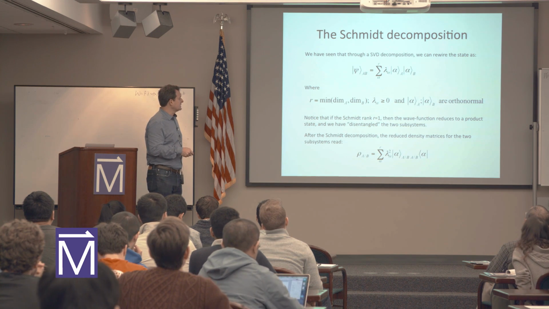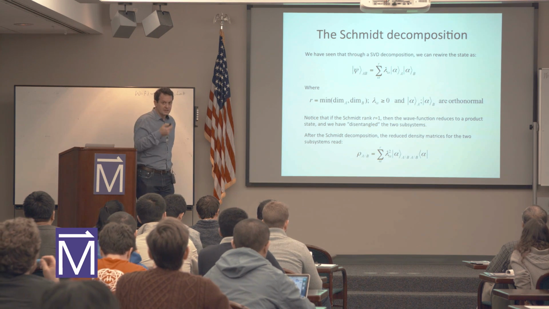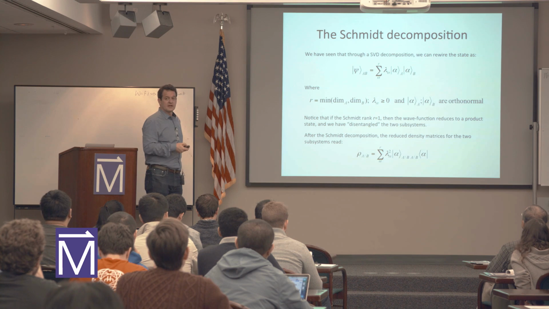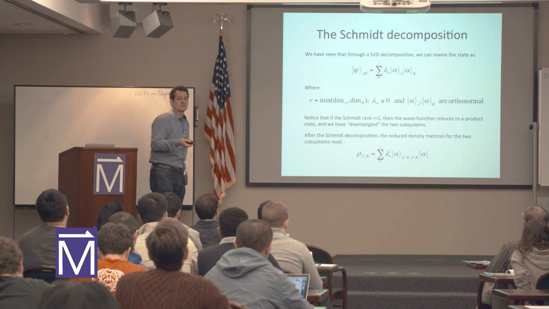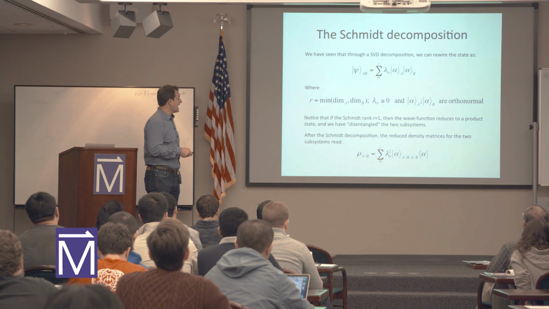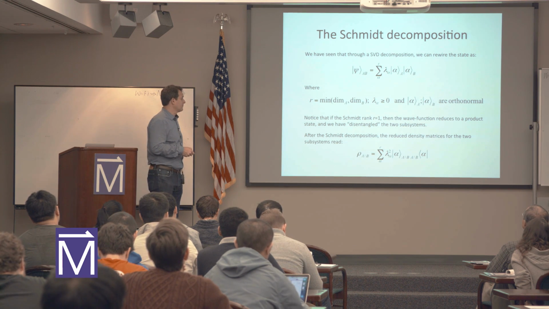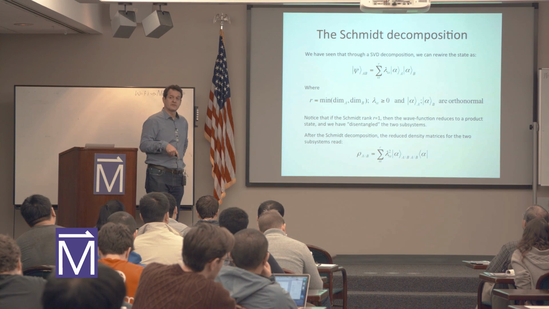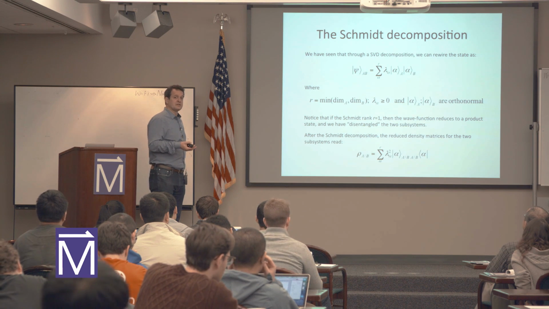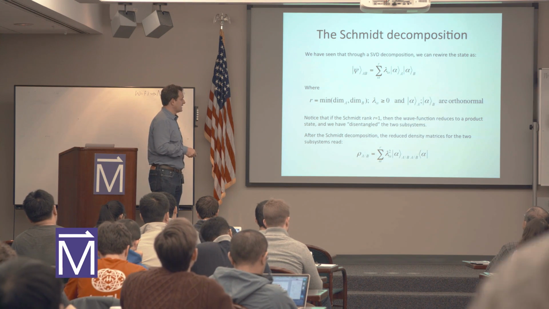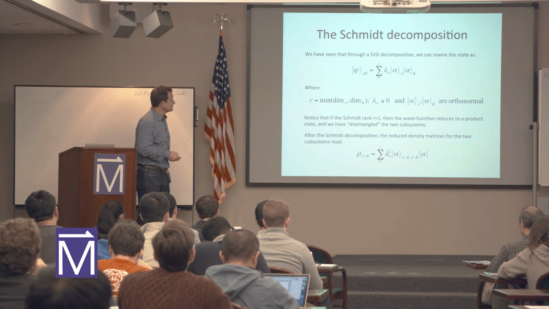So if the Schmidt rank of the state is 1, then we only keep a single state here, and it becomes a product state. So that's an easy way to see that it's a product state. And this automatically gives us the basis in which this wave function becomes a product state. On the other hand, if all the coefficients are equal, and basically proportional to 1 over the dimension of the Hilbert space, then this is proportional to the identity matrix, and the state is maximally entangled.